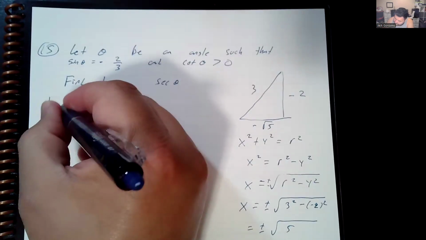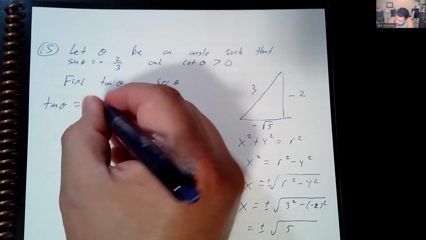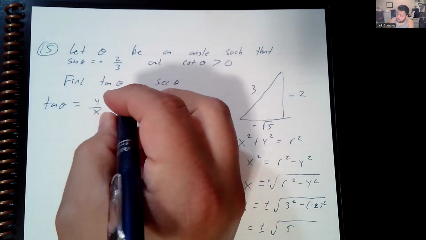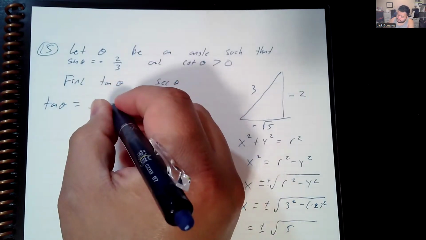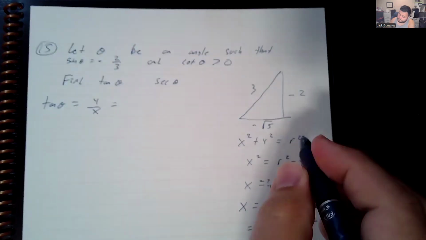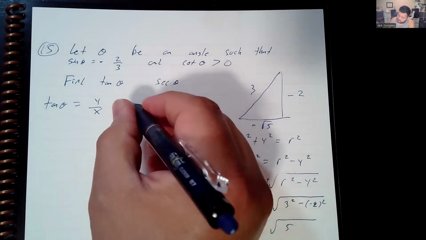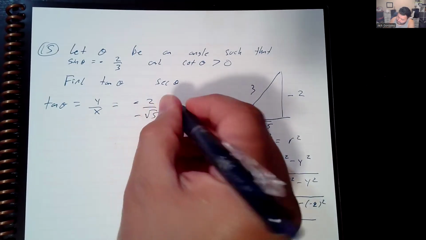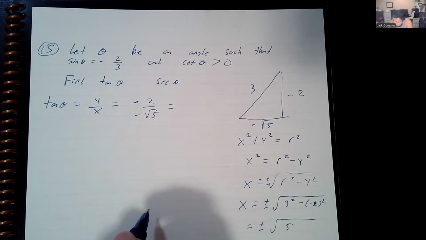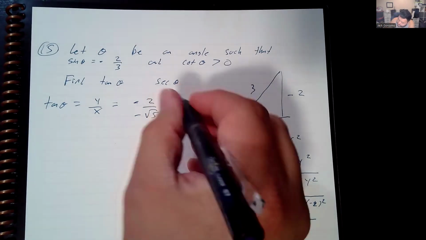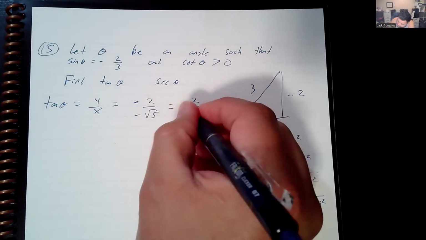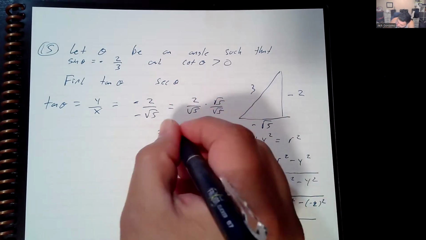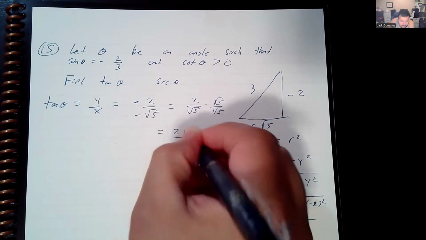So tangent of theta is y over x, or yeah, cotangent, x over y, which will be negative 2 over negative root 5. Which becomes positive, but I still gotta deal with that root. So rationalize it, get rid of that radical. You get 2 root 5 over 5.